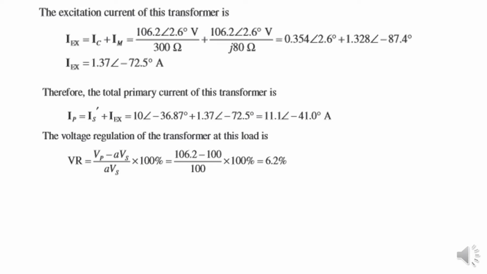Then the full load voltage is when there's a load. When we have a load, the voltage is also given there. It will be AVS, the turns ratio times VS, the secondary voltage, divided by the full load voltage, which is again AVS. When substituting the values for voltage regulation, we will only substitute the magnitudes, so we omit the angles. VP is 106.2, AVS is 100. After substituting, our voltage regulation is 6.2%.